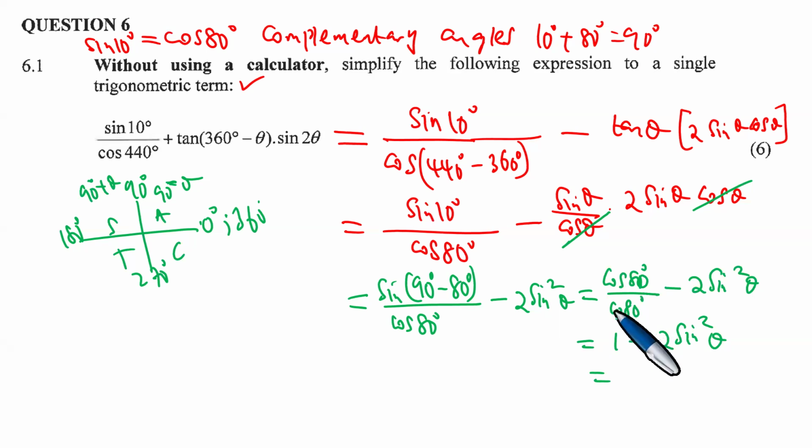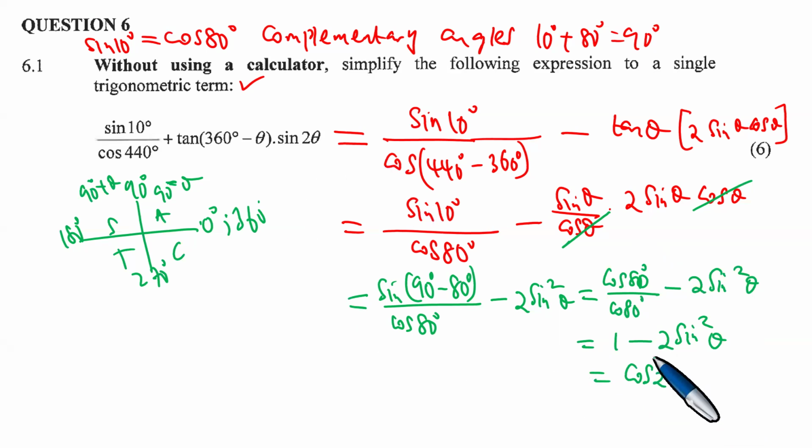Right? Yes. Okay. And therefore it's obviously going to be cos 2 theta. Cosine 2 theta. Well done. This is cosine 2 theta, and this actually is the simplified expression.